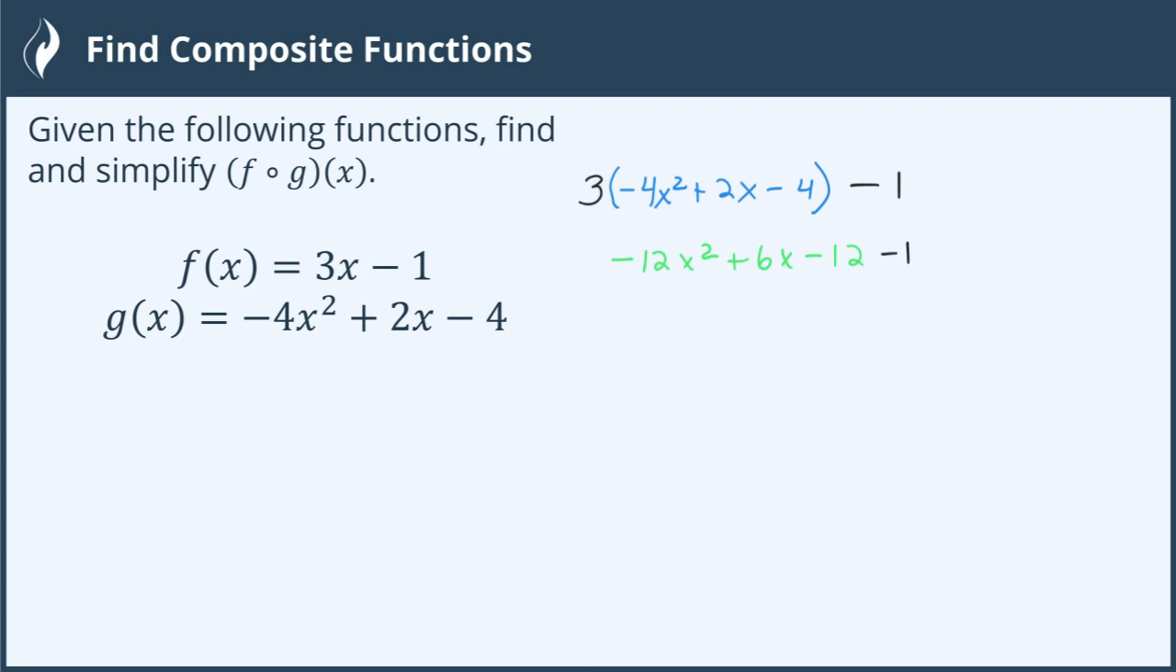So then the next step would be to combine those like terms. So negative 12x squared plus 6x minus 12 minus 1 gives us a minus 13. And that's it. We're done. We don't have to do any further. That's simplifying f of g of x. That's all there is to it.